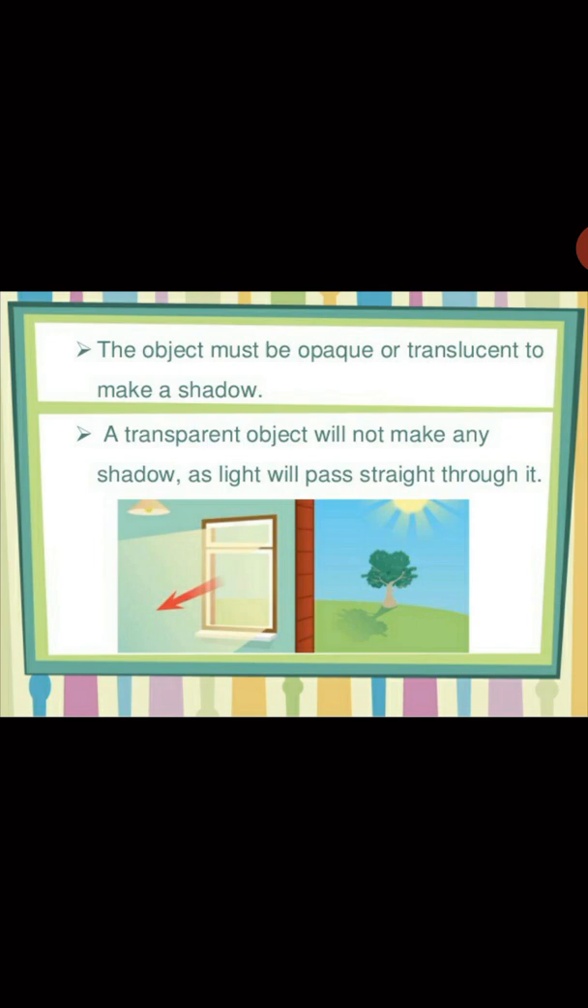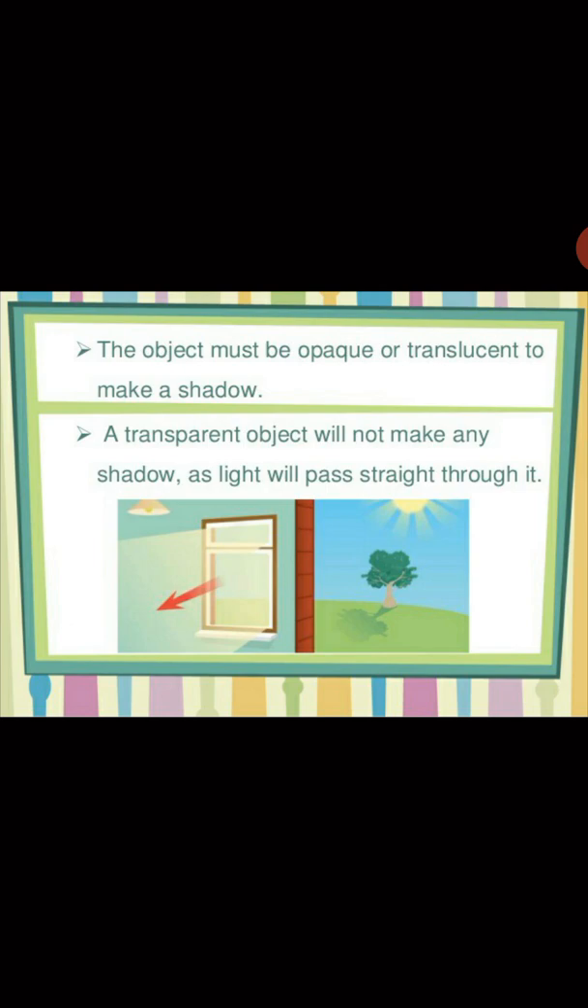So as I said, object should be opaque, or object can be translucent also. In a translucent object, the materials allow some light to pass through them. So you will get a blur shadow. But with opaque objects, if the light is blocked, you will get a dark shadow. If you keep a transparent object in the path of the light, you won't get a shadow. We will not get a shadow because light will pass through that transparent object.